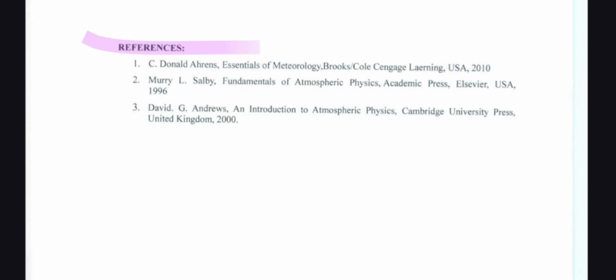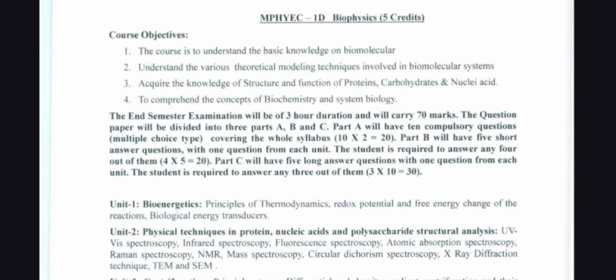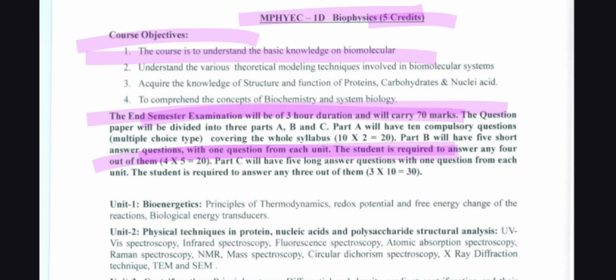So suggested book references, you see this. So this. So MSc Physics semester 4, D Biophysics, credit 5. The course objective, you read this. This is the information, and the first unit is here.